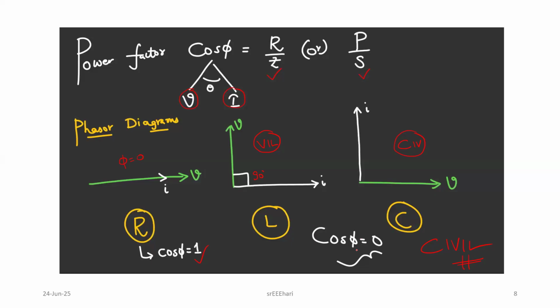The power factor for L and C here is 0. Cos 90 becomes 0. Cos stands for power factor. These phasor representations are nothing but line segments that represent the voltage and current relations there.